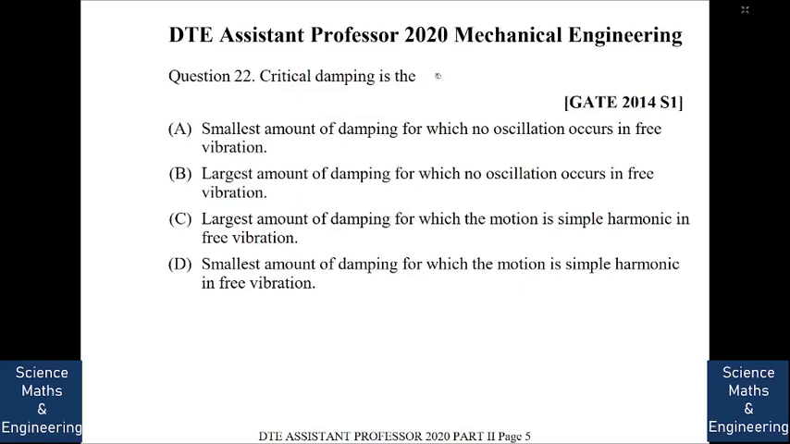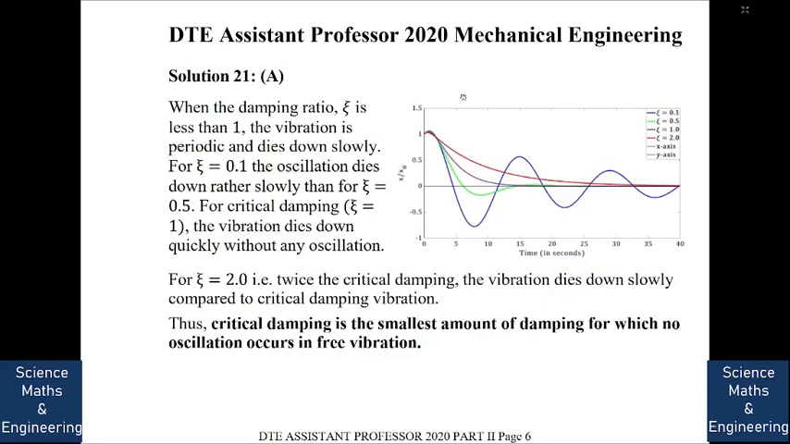Critical damping is the... so what is critical damping? So let us see. Here, if the damping ratio zeta is less than 1, then the vibration dies down periodically and slowly. If zeta is equal to 0.1, it dies down very slowly and we have a certain number of oscillations. Then if we increase zeta to 0.5, there is this green line, we see that it decreases, then increases a bit and then dies down.